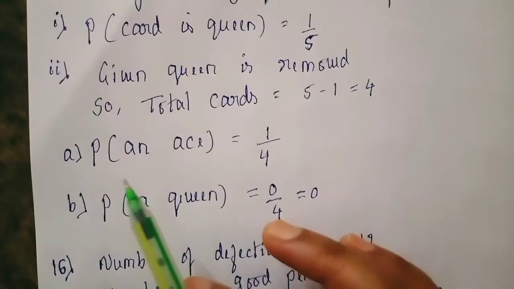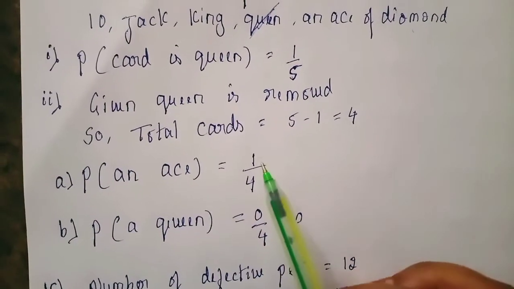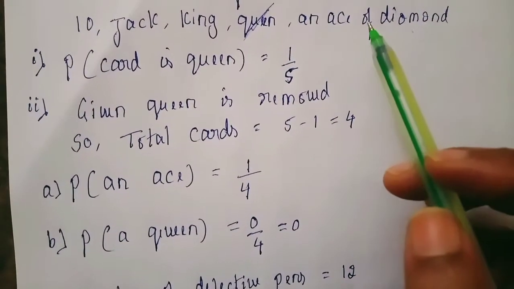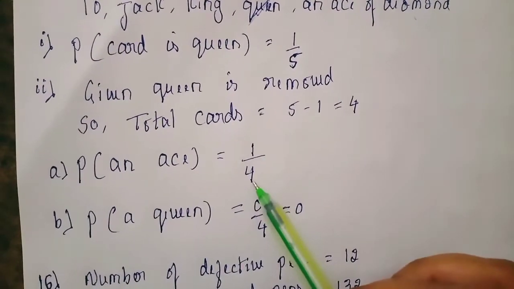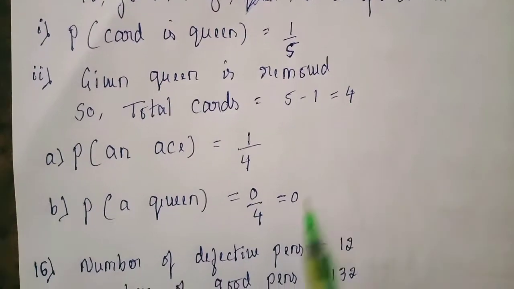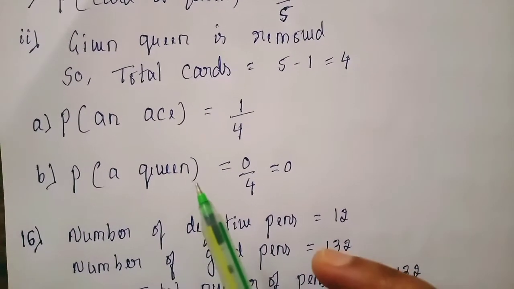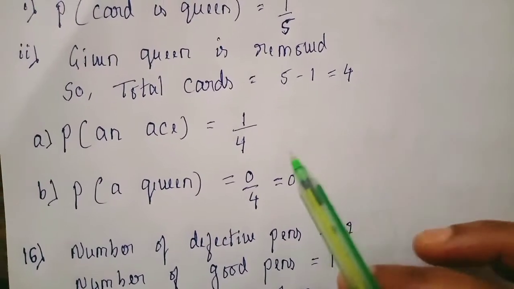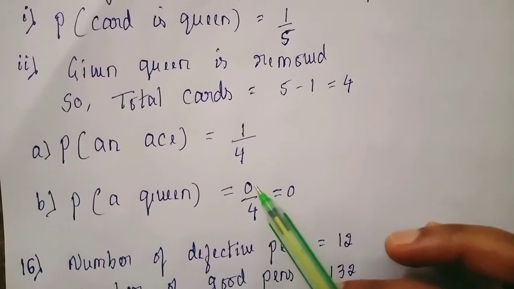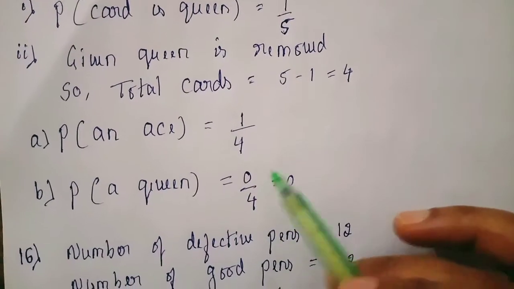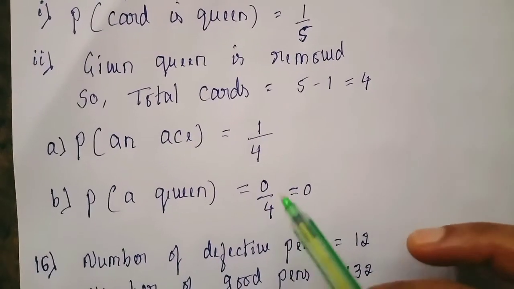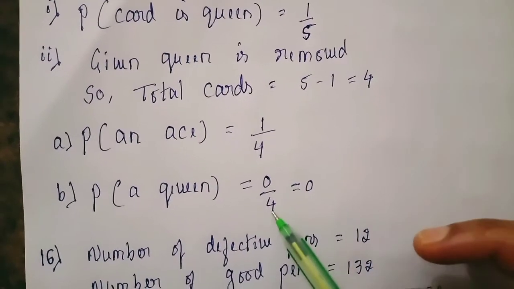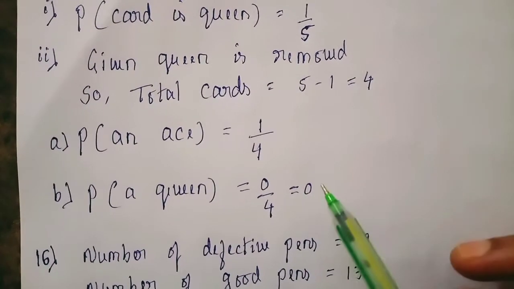So the probability of an ace is now 1 by 4. You have only 1 ace. So 1 by 4. Why? Because we removed 1 queen. Next, the probability of a queen. Already we removed the queen. So there is no queen now. Out of 4 cards, there is no queen. So 0 by 4, that is 0. It is an impossible event.